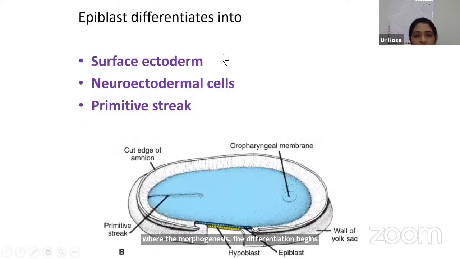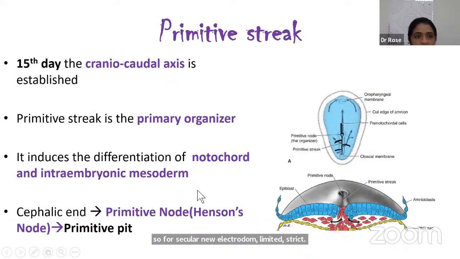Now, what are the changes happening to the epiblast? You can see that some of the cells are arranged in the middle and they form the neuroectodermal cells, and at the caudal end you have the primitive streak, and the remaining cells are modified as surface ectoderm. These are the changes happening in the epiblast layer. Surface ectoderm, neuroectoderm, primitive streak. These are all terms seen in connection with the epiblast.